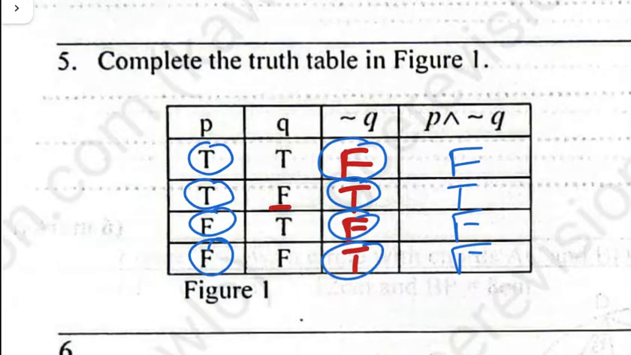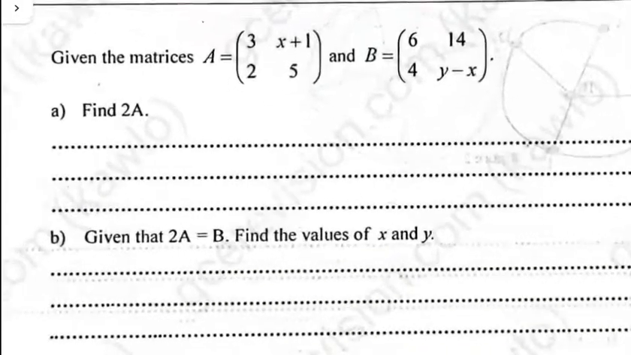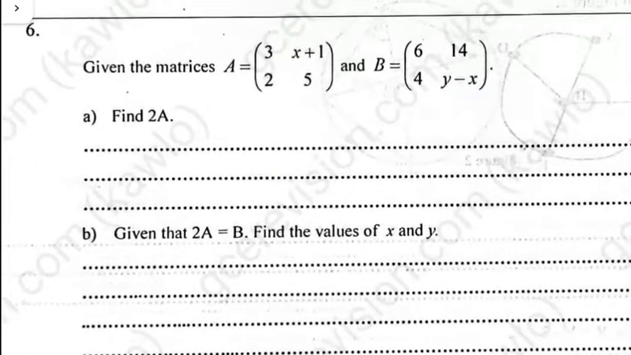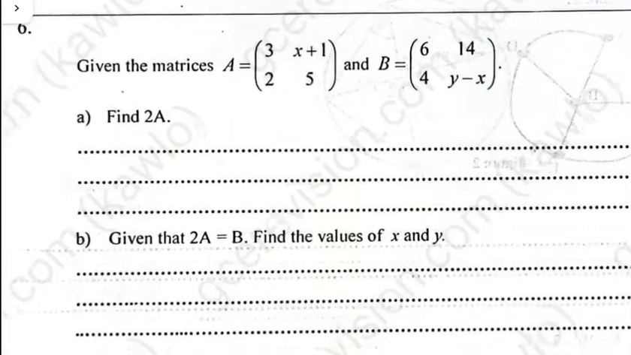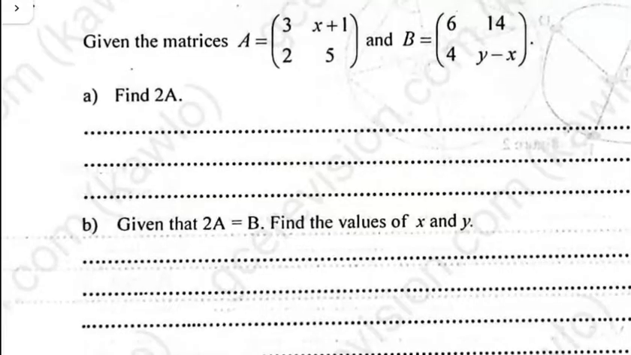That brings us to question 6. Question 6 is on matrices. So we have the matrices A and B, such that A is 3, x plus 1, 2, 5, and B is 6, 14, 4, y minus x. Find 2A. That's the A part. So to find the matrix 2A, you have to multiply all the entries or elements of A by 2.